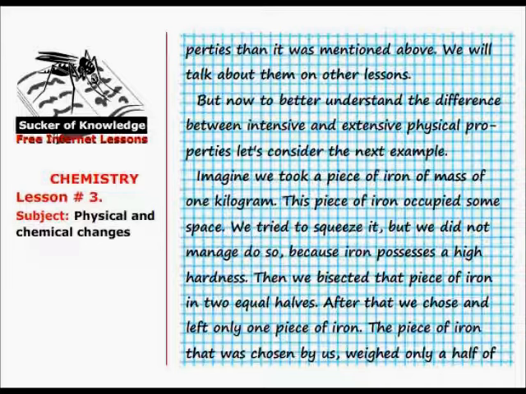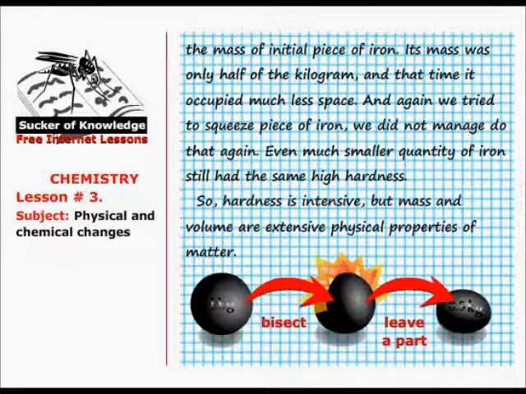Then we bisected that piece of iron into equal halves. After that we chose and left only one piece of iron. The piece of iron that was chosen by us weighed only half of the mass of the initial piece of iron. Its mass was only half of the kilogram, and that time it occupied much less space.